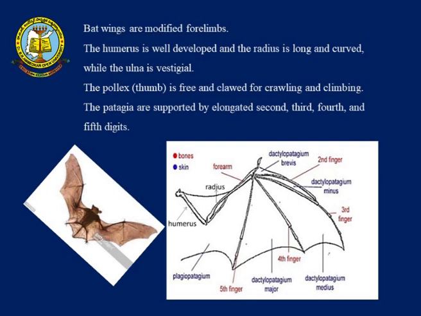So, you can see over here the humerus is well developed, the radius is long and curved, while the ulna over here is vestigial, very small. The pollex, or the thumb, is free and clawed for crawling and climbing. The patagium is supported by elongated second, third, fourth and fifth digits over here. So, that is the reason why they are able to fly. That is about the bat wings, which are modified forelimbs.